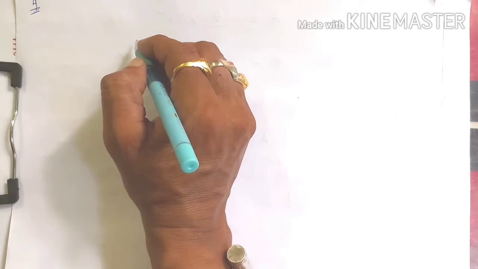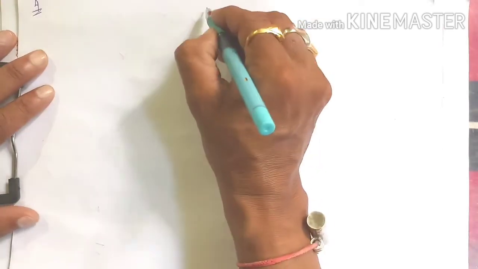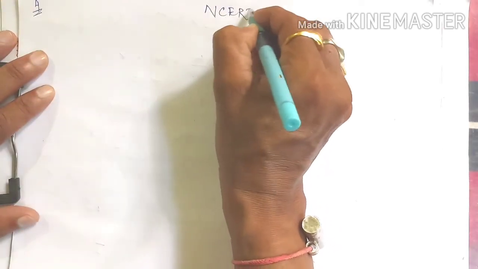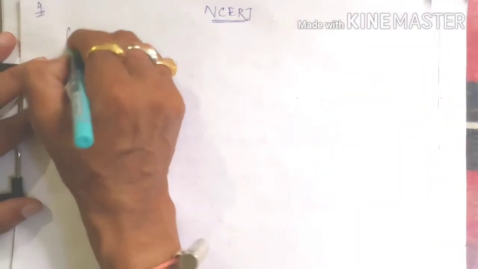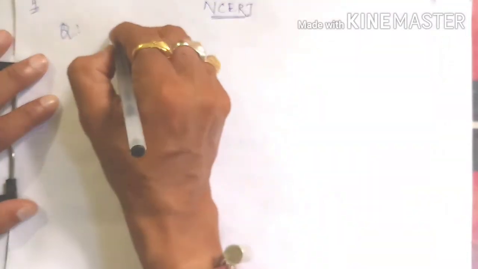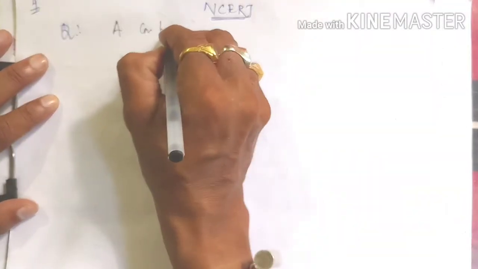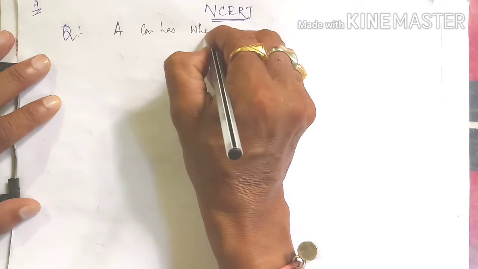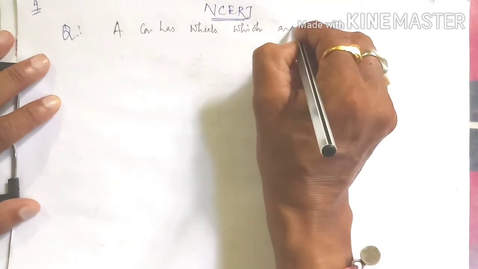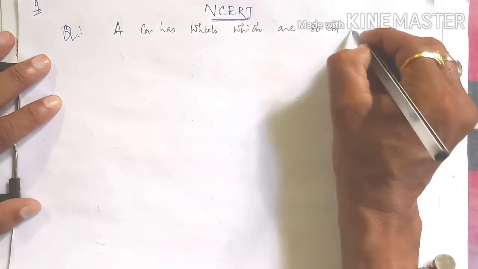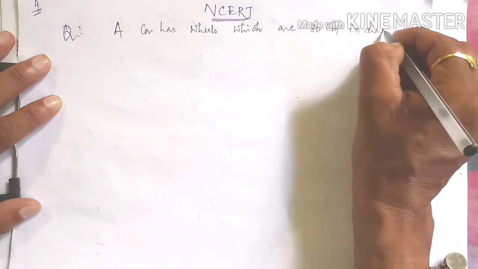Suppose a question from your NCERT textbook. NCERT textbook has a question: a car has wheels which are 80 centimeter in diameter.